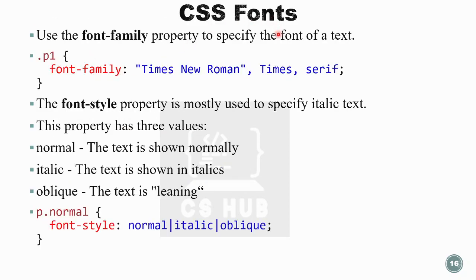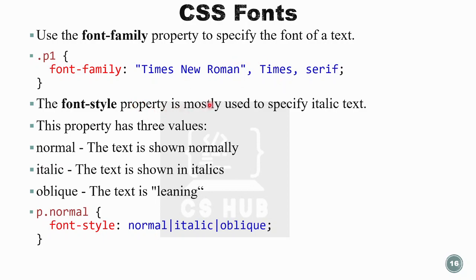Next, CSS fonts. Use the font family property to specify the font of a text, like Times New Roman, Calibri, Arial, like that. Okay, font family: Times New Roman, Times, serif. Here we used 3 fonts. The browser will apply whichever one is applicable, whichever it supports. You can use any of these 3.